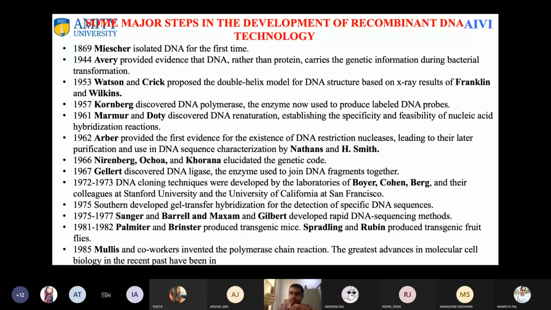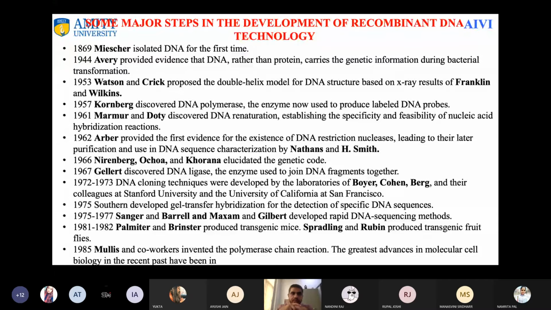This also became the basis of many of the techniques that we are interested in further in your course, like PCR, and hybridization, the Southern hybridization and the Northern hybridization. The basis of all these things is Marmur and Doty's discovery.